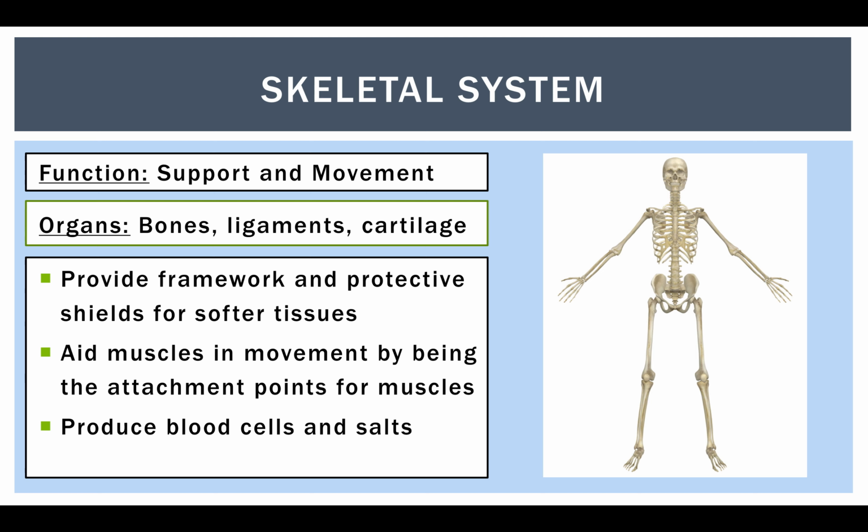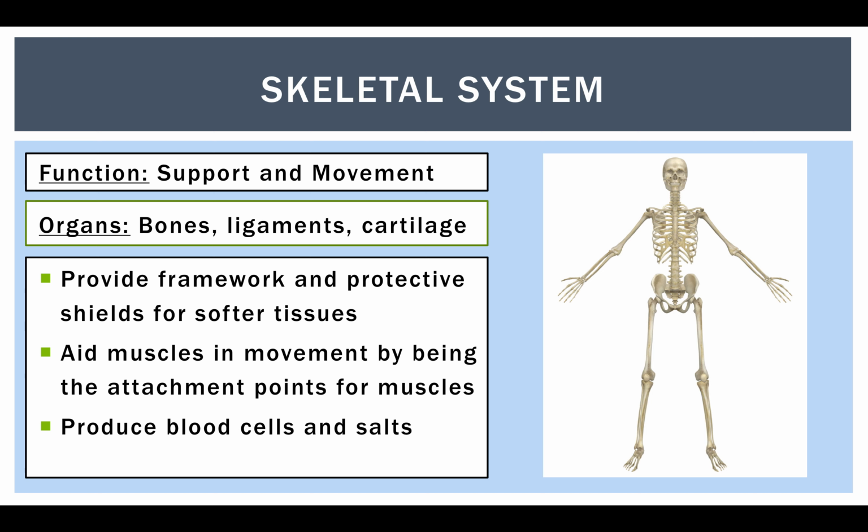Where you have more bone is generally where you have your organs. So if you look at the skull, it is very protective of the brain. The rib cage protects the organs of the thoracic cavity. In addition to providing the framework and protection for softer tissues and organs, it also aids the muscles in movement.